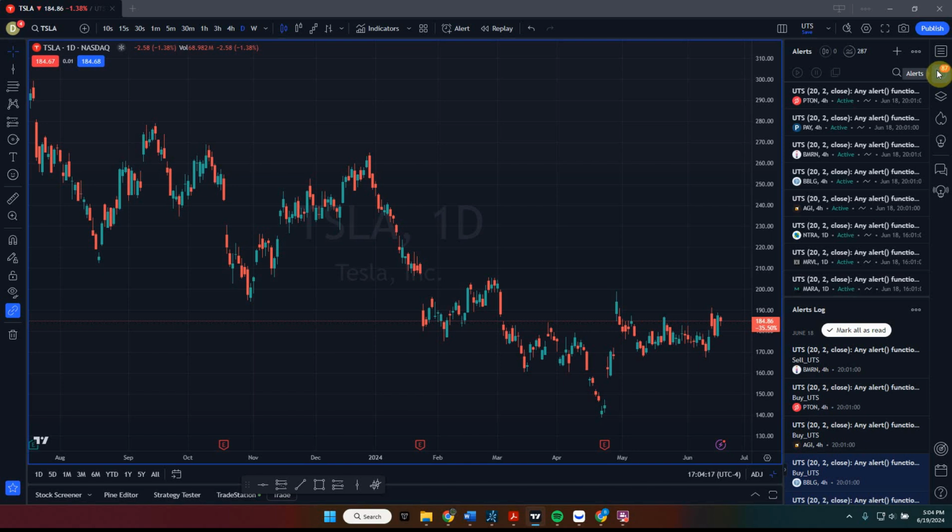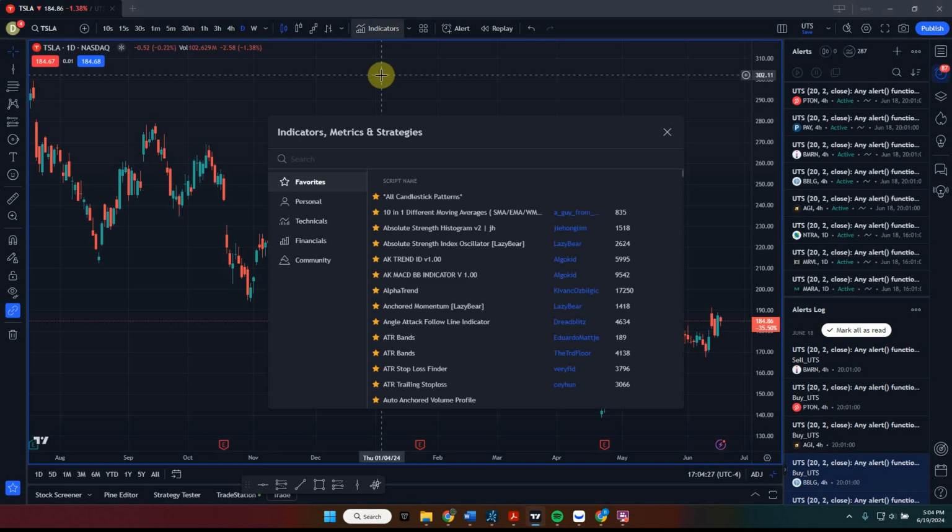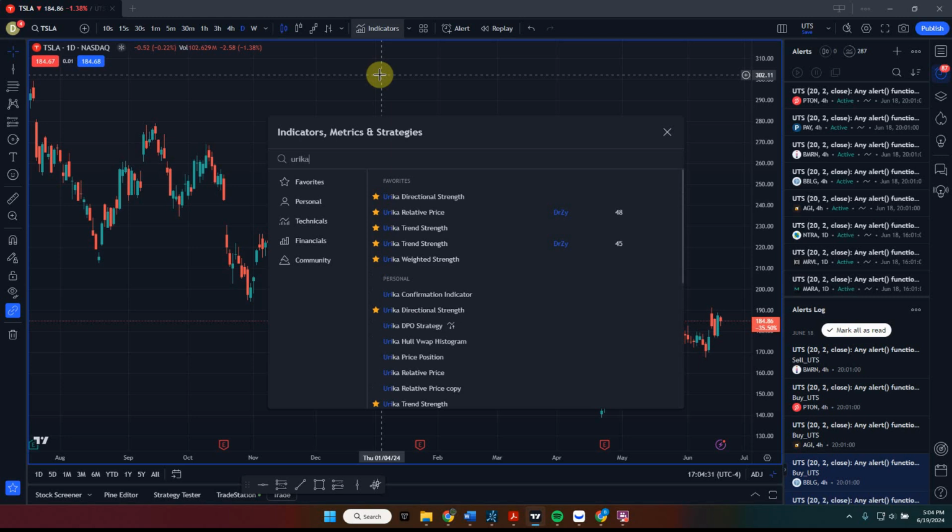ZY. And I am showcasing an indicator by name Urika Trend Strength. This is on TradingView, and I also have it on the Thinkorswim platform, which you can get from Use ThinkScript.